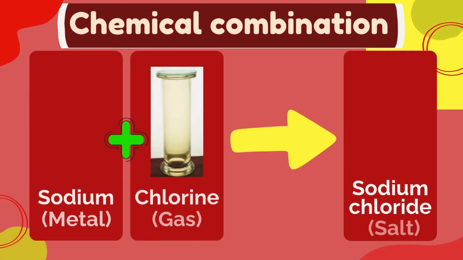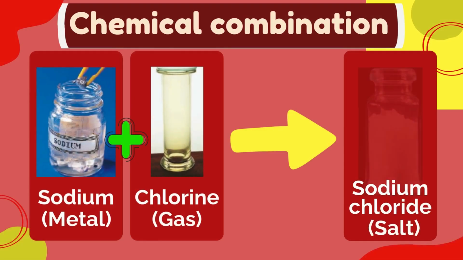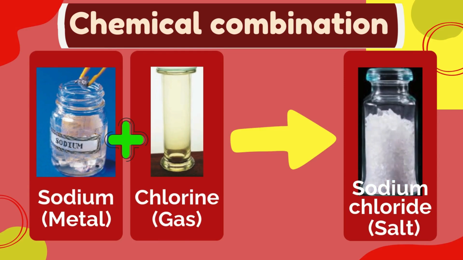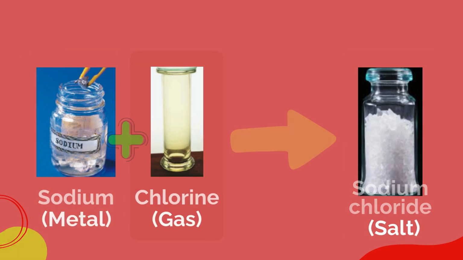This is a chemical combination in which sodium metal reacts with chlorine gas and forms sodium chloride. What type of chemical bonding would you expect to take place between sodium and chlorine to form sodium chloride?